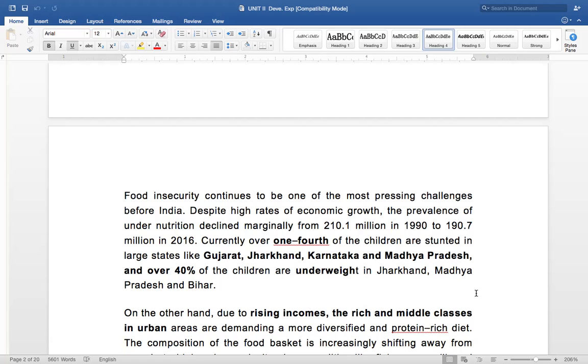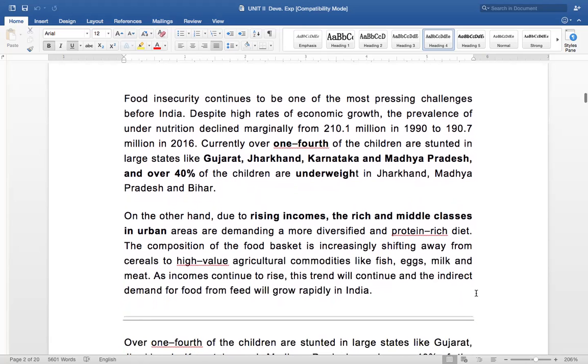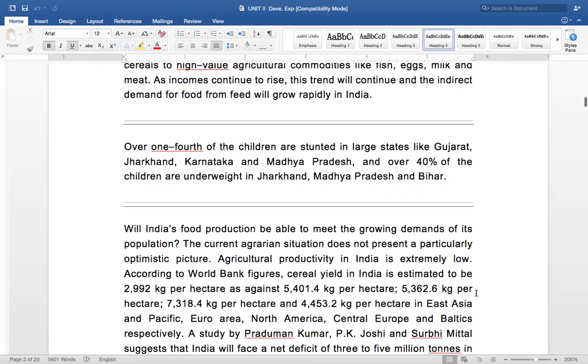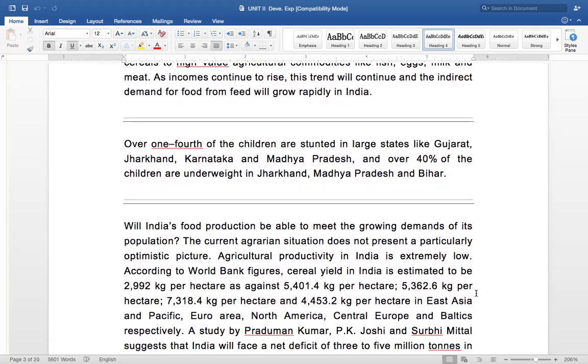On the other hand, due to rising incomes, the rich and middle class in the urban areas are demanding a more diversified and protein-rich diet. The composition of the food basket is increasingly shifting away from cereals to high-value agricultural commodities like fish, eggs, milk, and meat. As incomes continue to rise, this trend will continue, and the indirect demand for food from feed will grow rapidly in India. So over one-fourth of the children are stunted in the largest states like Gujarat, Jharkhand, Madhya Pradesh.